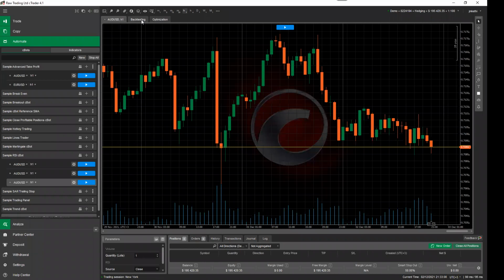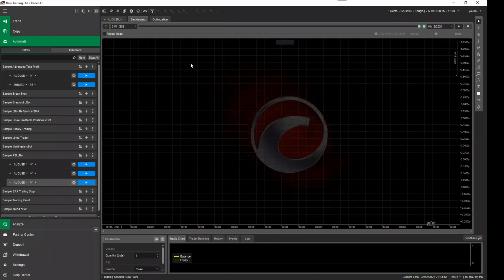But now you come here, you click on back testing. Once you click on back testing, it brings you a blank space. While you are at it, there's this visual mode here. Click on it. Once you click on it, you have activated it such that you will start playing the duration that you'll specify.